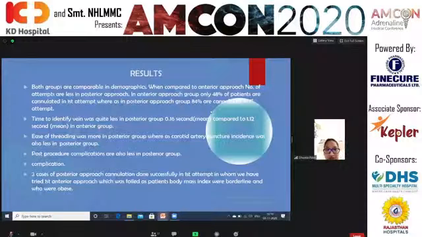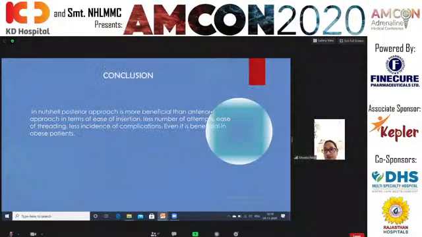Two cases of posterior approach cannulation were done successfully in first attempt, in whom we had tried the anterior approach first, which failed as the patients' body mass index was borderline and they were obese. So posterior approach is also good in obese patients.